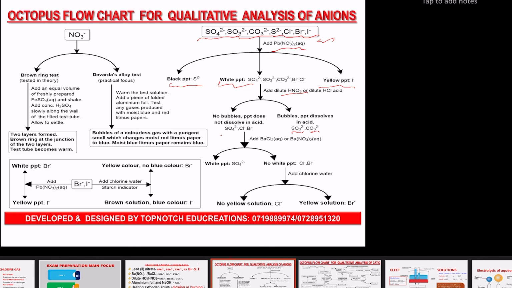Now, if you add an acid and there are no bubbles, you eliminate: there is no sulfite and there is no carbonate. So what is present? It is the sulfate, it is the chloride, and the bromide could be present. Now, let us see, how do you differentiate?